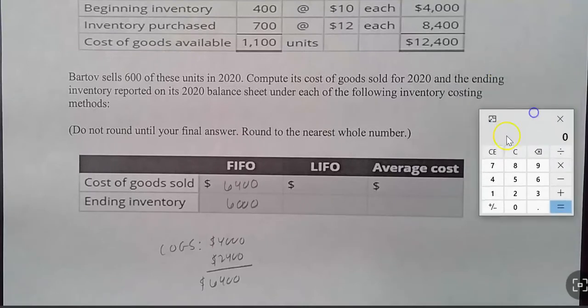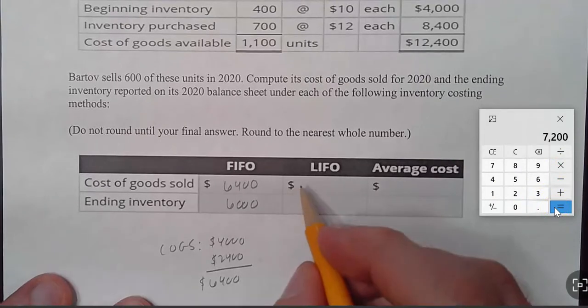for the FIFO method. For the LIFO method, we're going to do this for cost of goods sold. It's pretty easy. We just have to take 600 of these 700 units because it's the last inventory, the inventory purchased, that we're going to be dealing with. So 600 times $12 gives us our cost of goods sold.